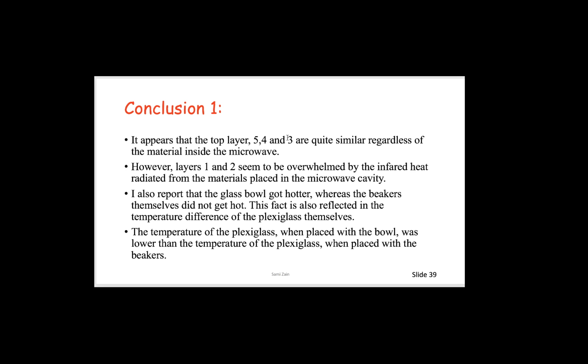Please turn to slide 39. Conclusion 1. It appears that the top layers, 5, 4, and 3, are quite similar regardless of the material inside the microwave. However, layers 1 and 2 seem to be overwhelmed by the infrared heat radiated from the materials placed inside the microwave cavity. I also report that the glass bowl got hotter, whereas the beakers themselves did not get hot. This fact is also reflected in the temperature difference of the plexiglass themselves. The temperature of the plexiglass when placed with the bowl was lower than the temperature of the plexiglass when placed with the beakers. Please turn to slide 40.